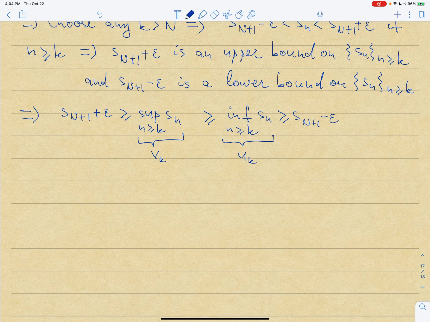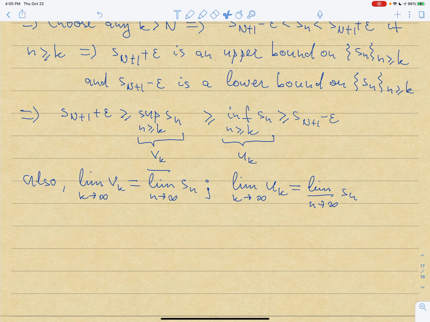And we found out that if we take a limit as k goes to infinity of Vk, we got lim sup n goes to infinity of Sn. And if we took a limit k goes to infinity of Uk, that was lim inf n goes to infinity of Sn. So if I take this set of inequalities that I proved here, these inequalities are valid for every k which is bigger than capital N, right?